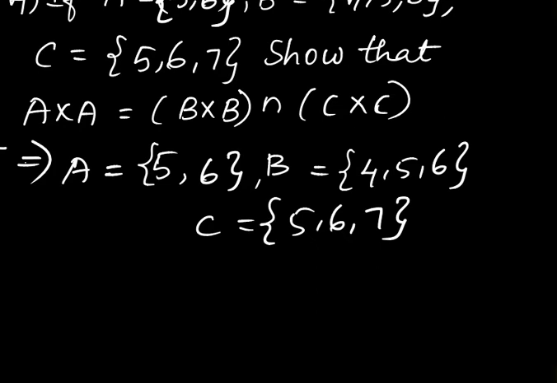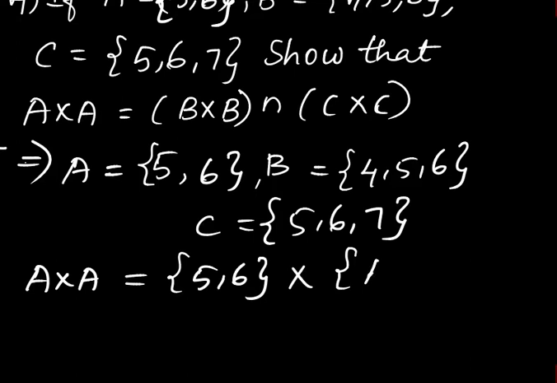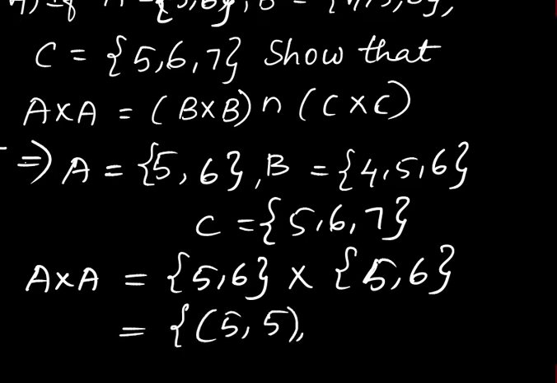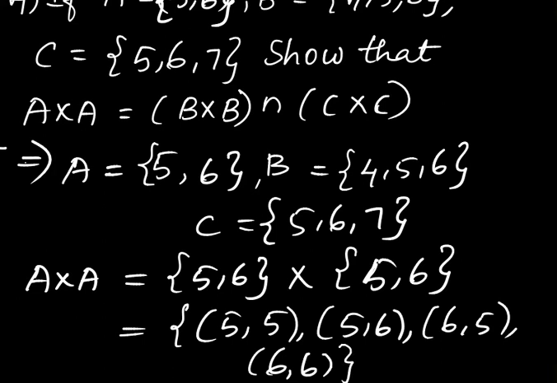So look at the statement. You need to find the value of A cross A, B cross B and C cross C first. So first we will find A cross A. Write the value of A, cross again the A value. So multiply and write the ordered pairs. We'll get (5, 5), (5, 6), (6, 5) and (6, 6). So mark it as equation number 1.